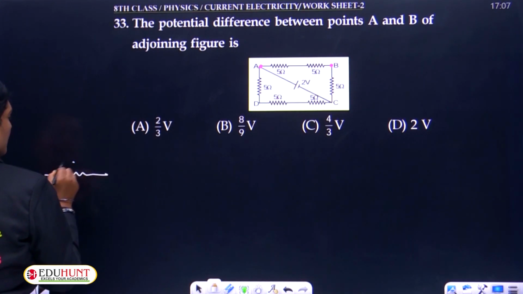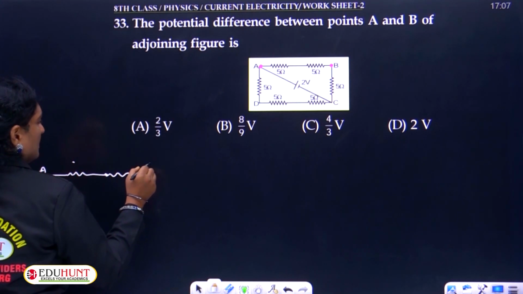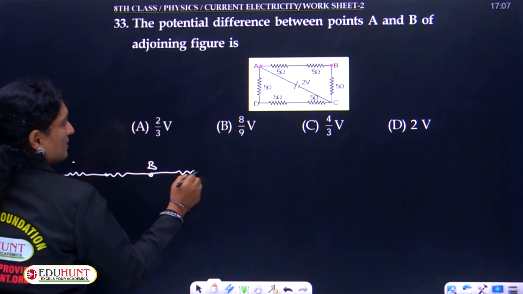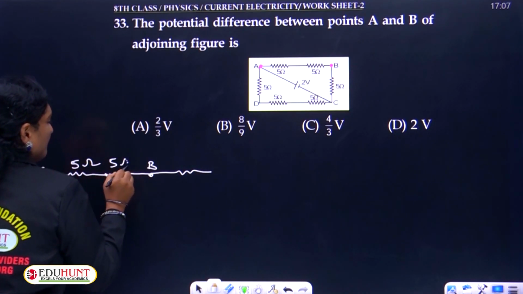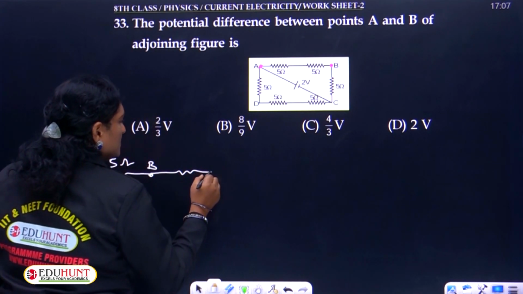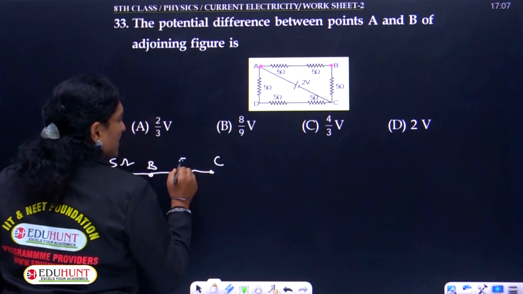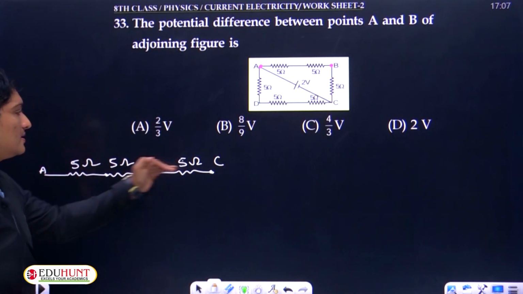A, one more resistor, and here it is B. Here both resistors are given as 5 ohm and 5 ohm. From B to C, one more resistor is connected. B to C, you have one more resistor, 5 ohm. So, together 1, 2, 3, all the 3 resistors are connected in series.